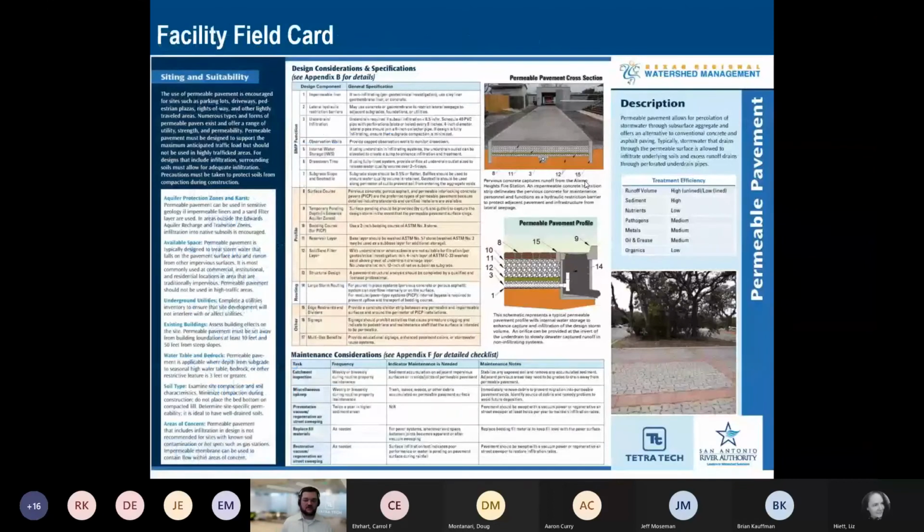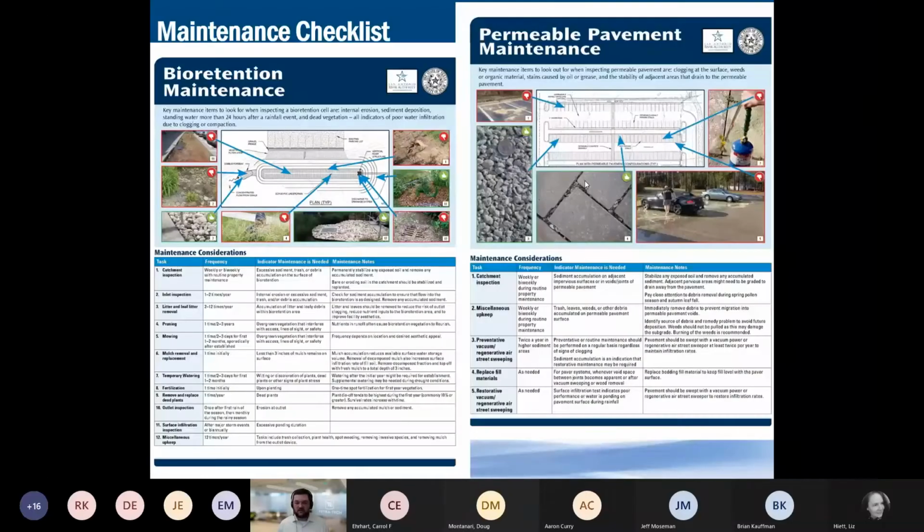There are several options for that. This is an example of what I would call a facility field card. It gives a lot of information on the types of BMPs that are there, and this might be helpful for someone on the crew to have. Particularly if you're maintaining a forebay or a wet pond, understanding what those elevations and depths should be is really helpful for maintenance.